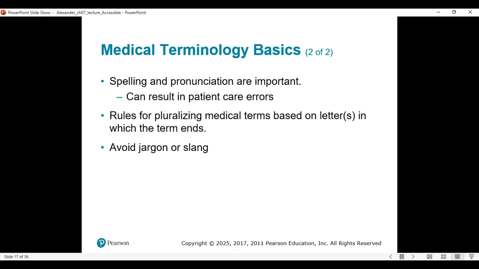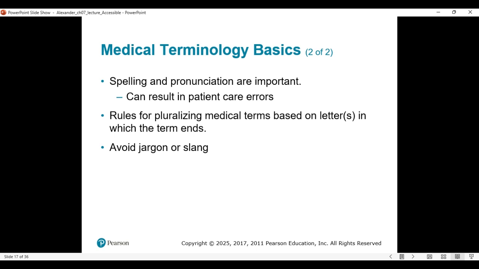All right. Spelling and pronouncing these words are important, right? Because if you misspell or mispronounce the word, it can have a totally different meaning from what you meant it to be, and it could lead to patient care errors. We don't want that to happen. So if you don't know how to properly spell it or properly pronounce it, maybe it's better just to use common terminology, like epigastric pain. Maybe it's just better to say their stomach hurts, if you don't know what that is. So just be very cautious about spelling and pronunciation errors.